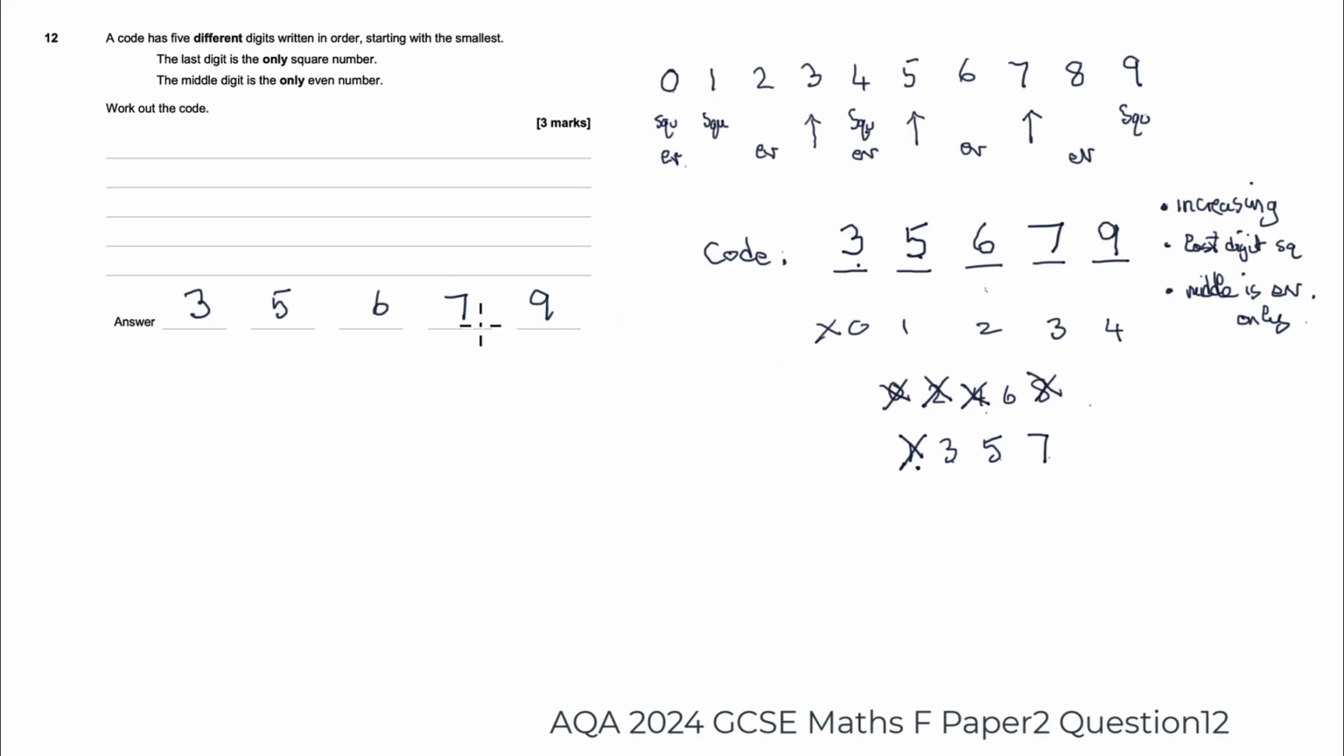Now really when you reach this stage you should check everything's correct again. It's got 5 different digits. Are they written in order? 3, 5, 6, 7, 9? Yes, they are, starting with the smallest. The last digit's the only square number, 3 3s, that's 9. None of these are square numbers. The middle digit is the only even number, 6. All the other numbers are odd. That's it.